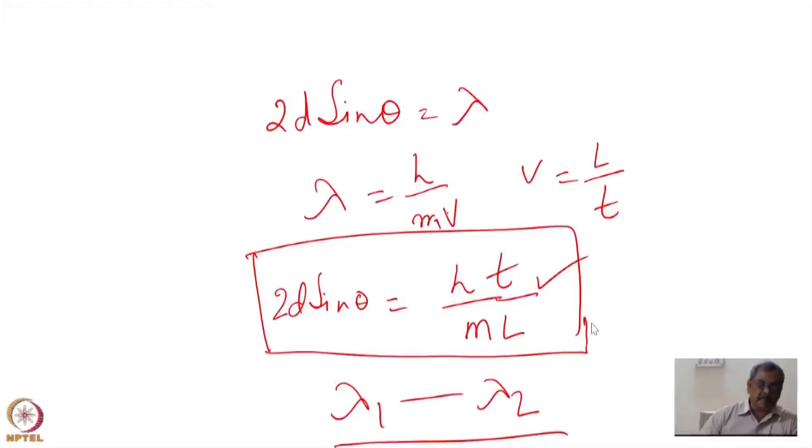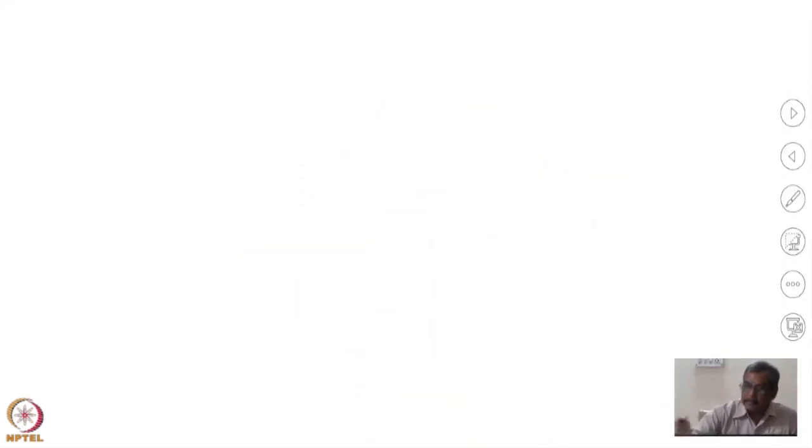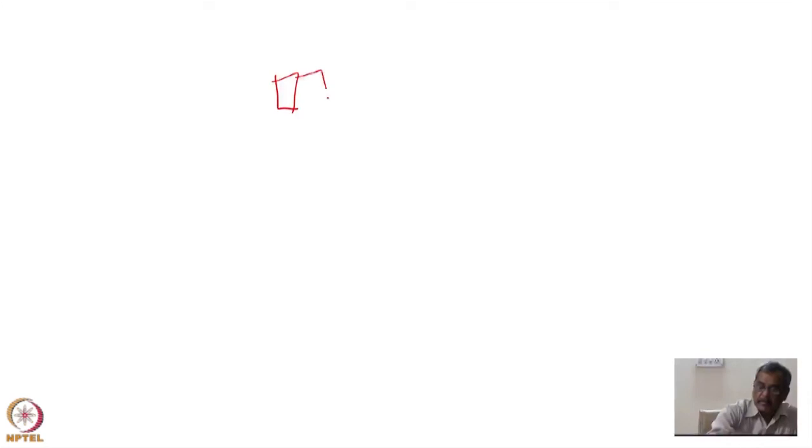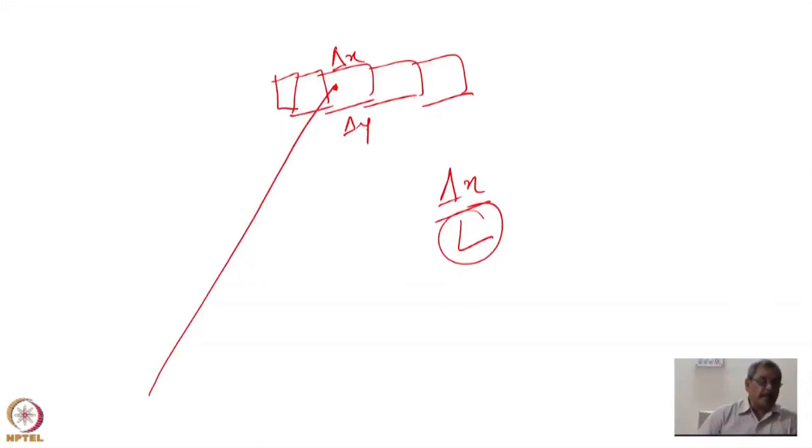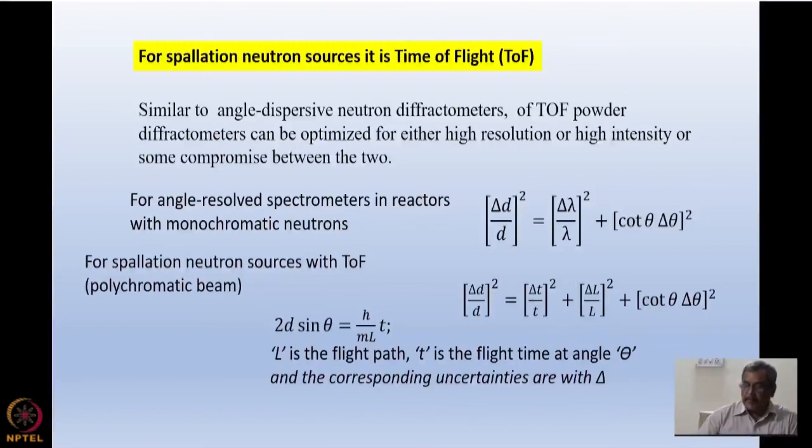And similarly, if I use a detector bank with detectors in matrices like this, and consider that the neutron detector in one of these strips has some delta x, delta y, the angular resolution goes as delta x by L. The larger the L, given the size of a detector, the better the angular resolution, delta theta, will be, and at a large angle it will be even better. So a larger flight path gives a larger time, and a detector bank with matrices of detectors gives better angular resolution. In backscattering geometry, cot theta is the best, actually nearly zero. At 180 degrees it is equal to zero.